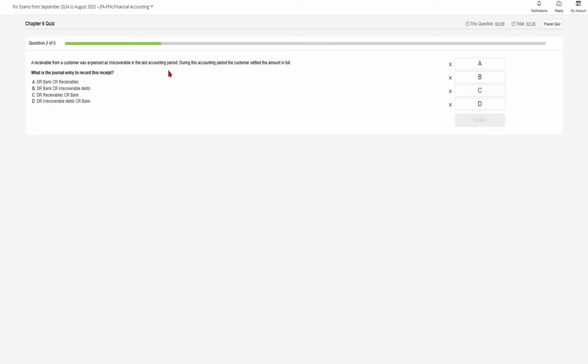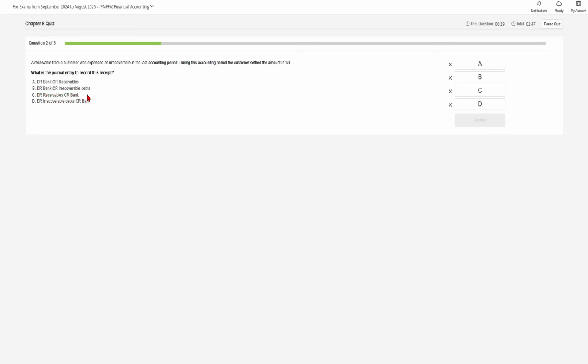Next, a receivable from a customer was expensed as irrecoverable in the last accounting period. During this accounting period, the customer settled the amount in full. What is the journal entry to record this receipt? See, the customer is paying money to me. So the debit portion will be, we are pretty much sure, either cash or bank. If you look at the options, only two options have the bank. So C and D are out.